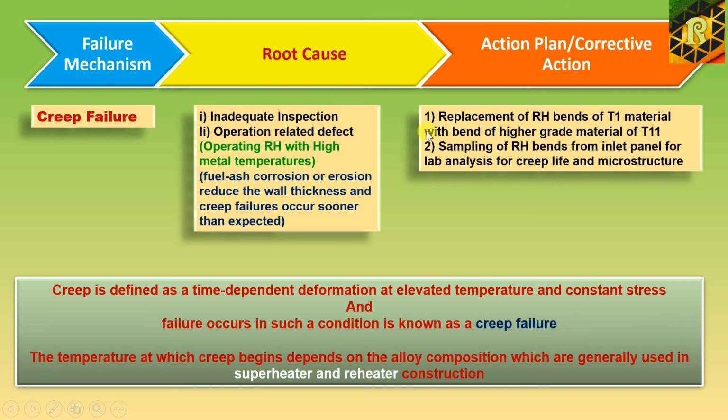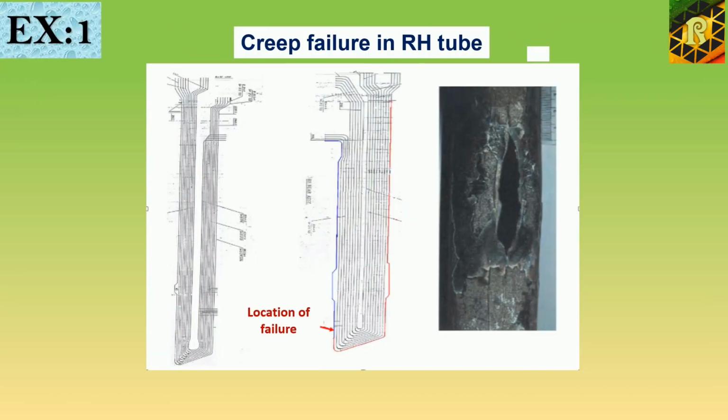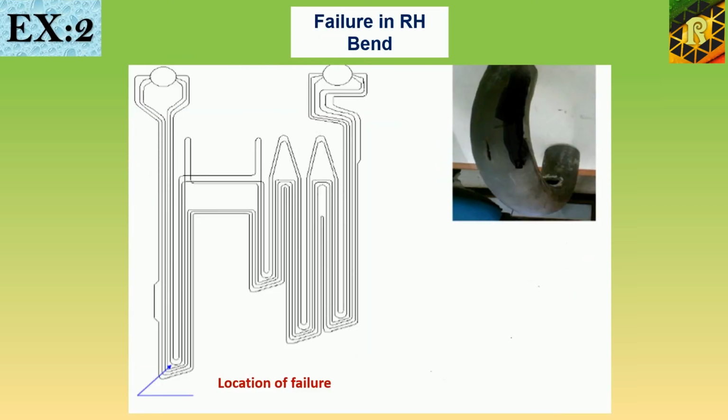Action plans to be taken for this kind of failure are replacement of reheater bends of T1 material with bends of higher grade material T11, and sampling of reheater bends from the inlet panel for lab analysis for creep life and microstructure. This is one example of creep failure in a reheater tube. Here in this case, failure occurs in a reheater bend.